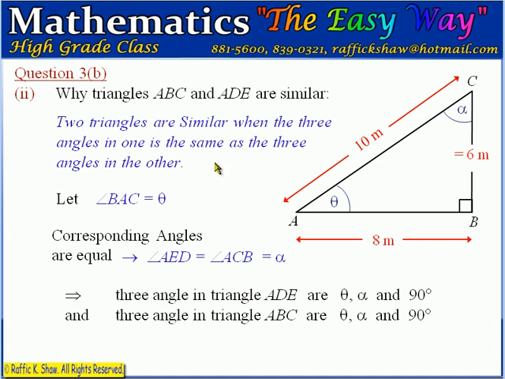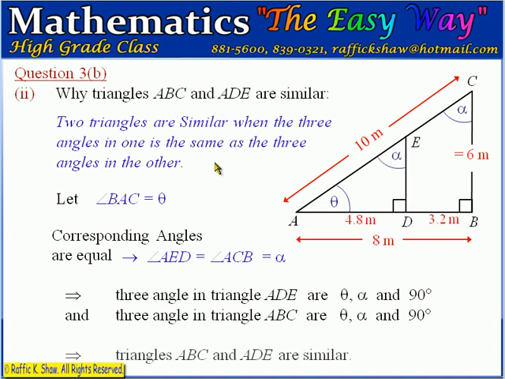And based on this rule for similar triangles, once the three angles are the same in both triangles, it means that the triangles are similar, and we have shown that. And so we can put back that information and write our solution line. The two triangles are similar because we have shown that the three angles in one are equal to the three angles in the other. And so the two triangles are similar. Let's move down now to part 3.